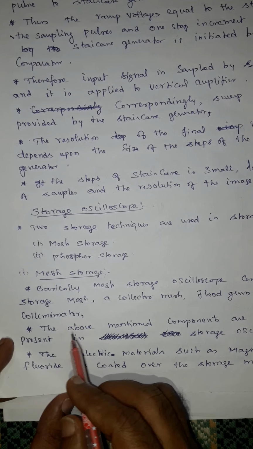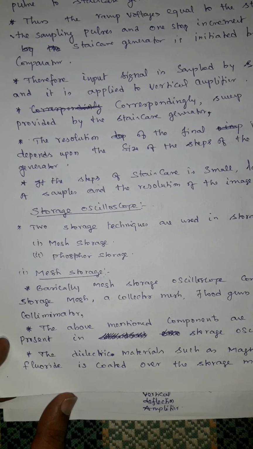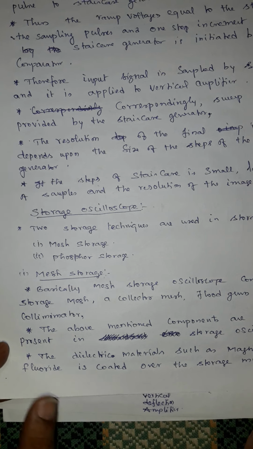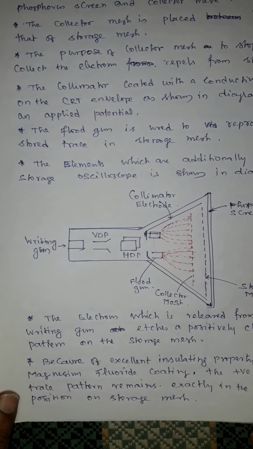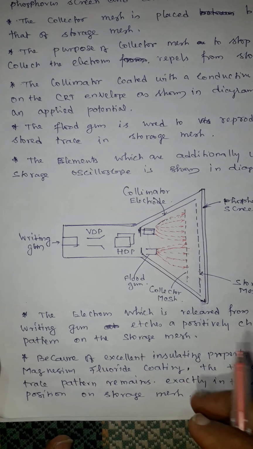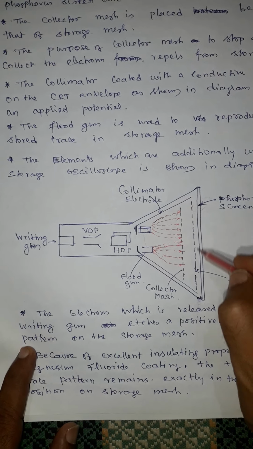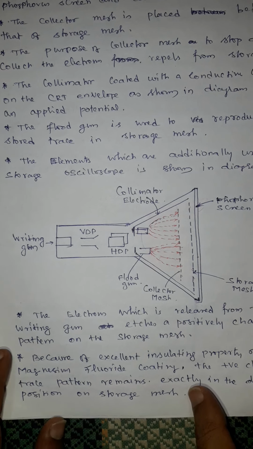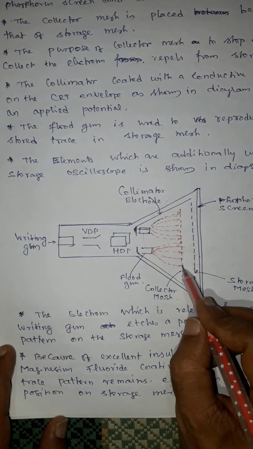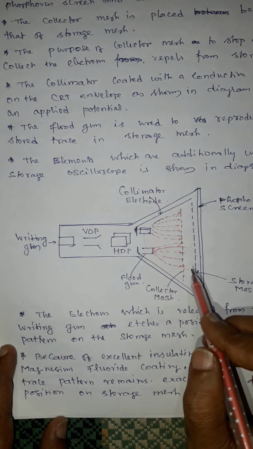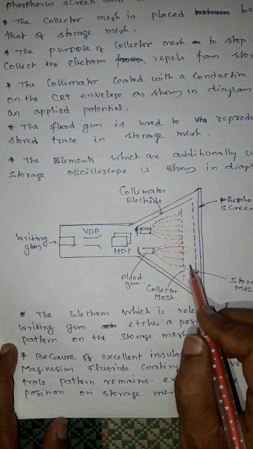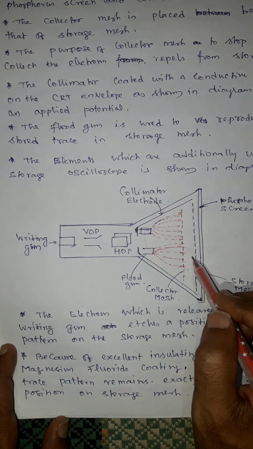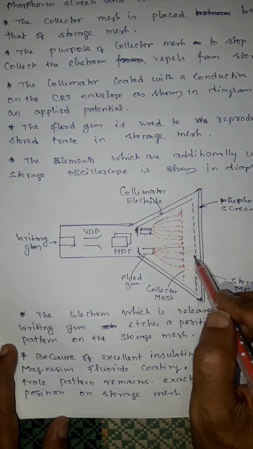The above mentioned components are additionally present in the storage oscilloscope. A dielectric material such as magnesium fluoride is coated over the storage mesh. The storage mesh is placed between the phosphorus screen and the collector mesh. The collector mesh is placed before the storage mesh. The purpose of the collector mesh is to stop and collect the electron ripples from the storage mesh. It recollects the electrons from the storage mesh.